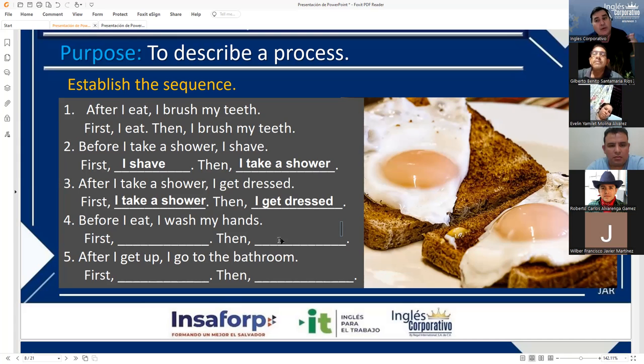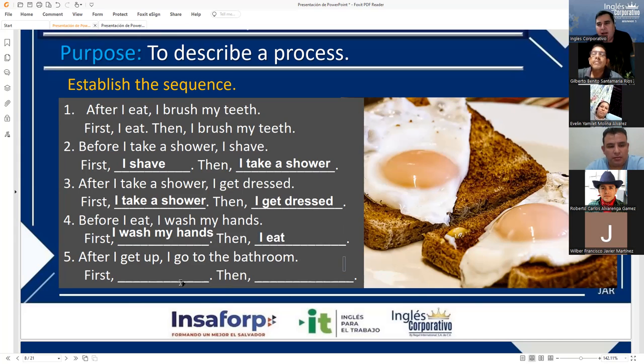Before I eat, I wash my hands. First, what? I wash my hands. Excellent. First, I wash my hands. Wow, this is very long. Okay. I didn't leave enough room. First, I wash my hands. Then I eat. Yes, very good.